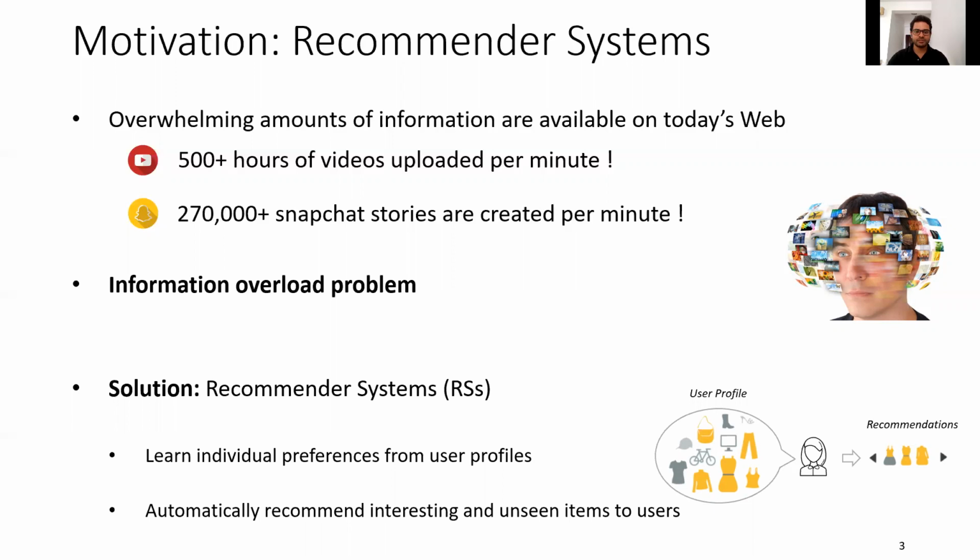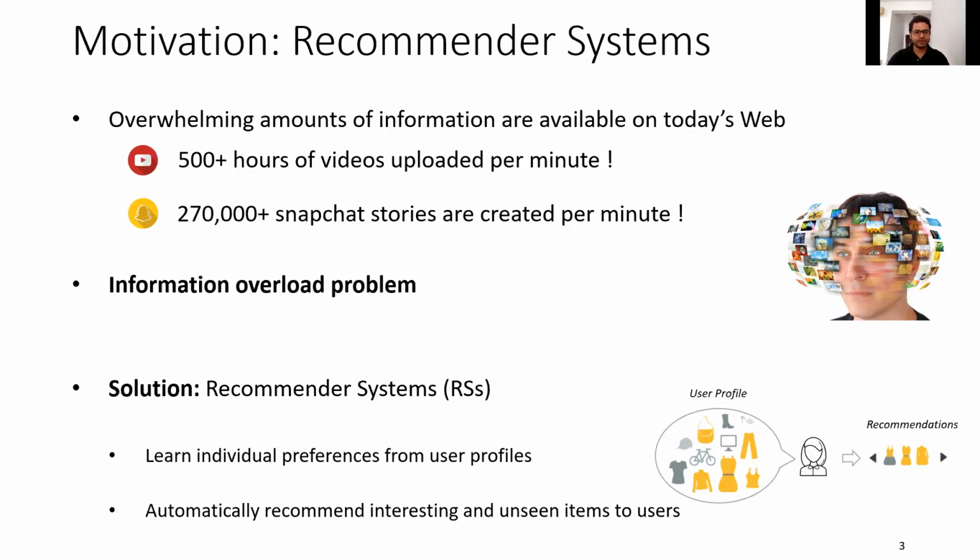Mainly, recommendation systems learn user preferences by observing their user profiles. Basically, these user profiles contain all the items users have previously interacted with and the ratings given to the items. Basically, the information about what they like and dislike. Once recommendation systems model user preferences based on their profiles, they automatically recommend a small subset of interesting and unseen items to users, so that the users do not have to do the filtering manually.